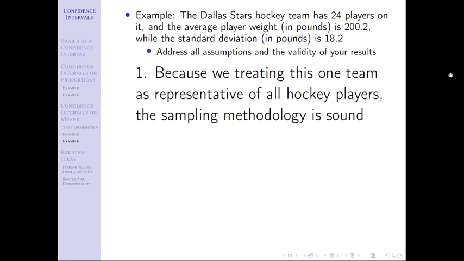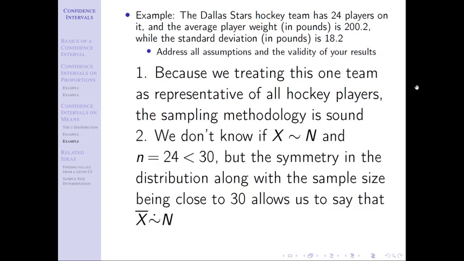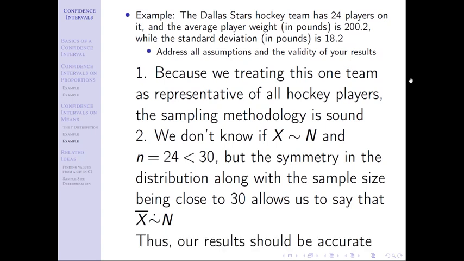Okay. Then we check our mathematical assumptions. We don't know if X is normally distributed. It's always nice if the problem tells us that, or if we had a picture for that. And we have a small sample size, right? It's less than 30, but notice again at the start of the problem, it says knowing the data appears to be somewhat symmetric. And remember, we said that if we had symmetry, we didn't need a sample size of 30, that a sample size even a little bit less would be fine. So because we're close to 30 with that symmetry, we can go ahead and say that X bar is approximately normal, and thus, concluding all of that, our results should be accurate.